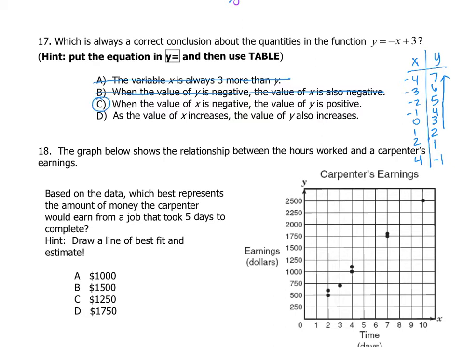And then if we check the last one, as the value of x increases, so that would be going this way, as it increases, I know the arrow's down, but it's going in a positive direction on your table. The value of y also increases. Well, hopefully you can see that that's a decrease. Okay, it's going down as the value of x increases. So the answer would be C.